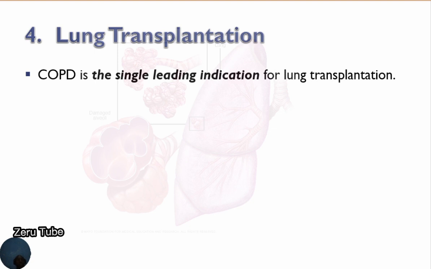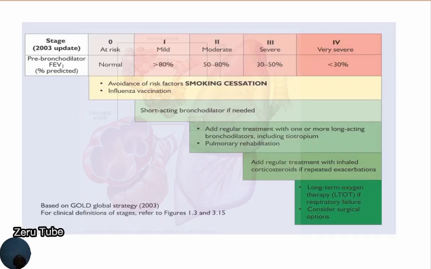So lung transplantation is mainly indicated for COPD. The COPD indicator normal. So this is a graph of therapy. For example, if a patient was stage 0, that is normal patient, and we advise the patient to stop smoking.